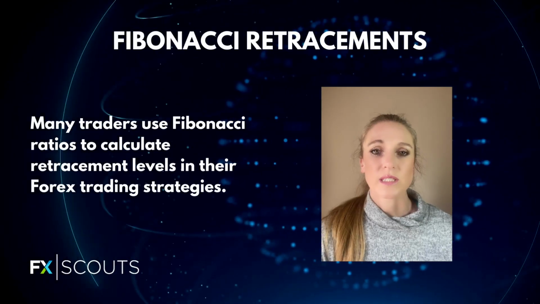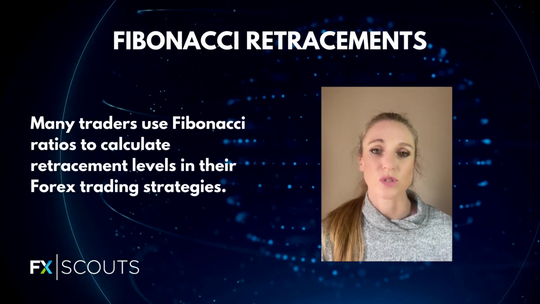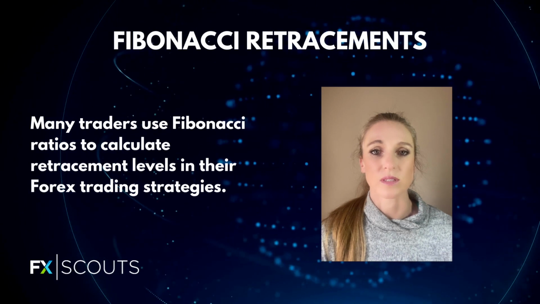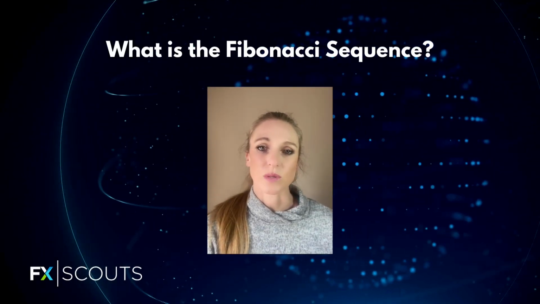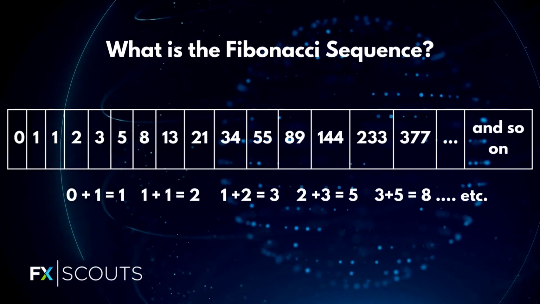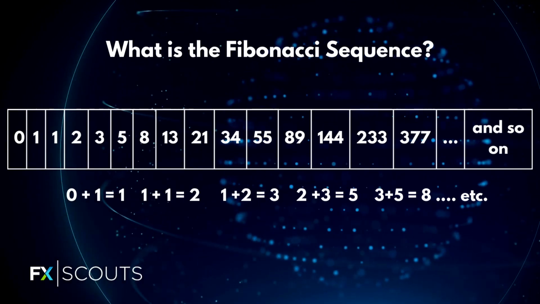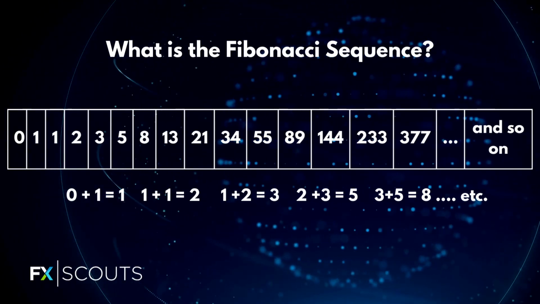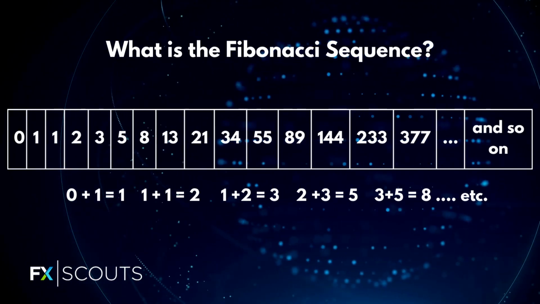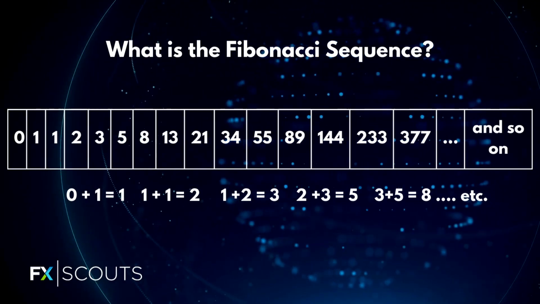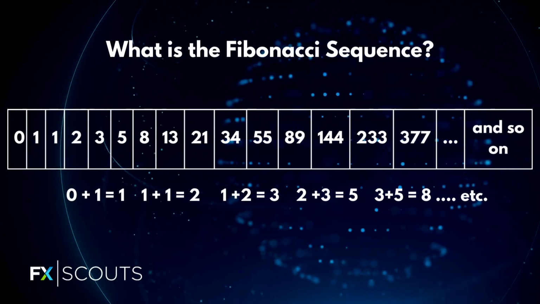It is also important in the financial market, and many traders use the Fibonacci sequence to calculate retracement levels in their trading strategies. So what exactly is the Fibonacci sequence? Each number in the Fibonacci sequence is calculated by adding together the two previous numbers. So as you can see, 1 plus 1 equals 2, 1 plus 2 equals 3, 2 plus 3 equals 5, and so on. What is significant about this pattern, however, is that the ratio of any number to the next one in the sequence tends to be 0.618.